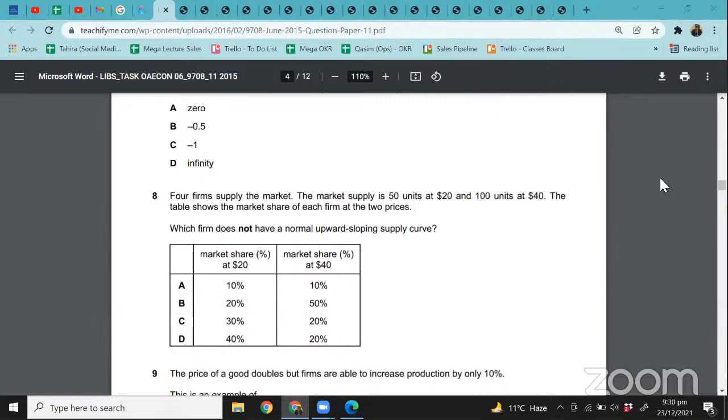Okay. I mean, A is making sense to me because, no matter what the price changes, the market share is the same. But why can't the answer then be C? Or why can't the answer then be D? Why can't the answer be B or, sorry, C or D? Interesting. Which firm does not have a normal upward sloping supply curve?